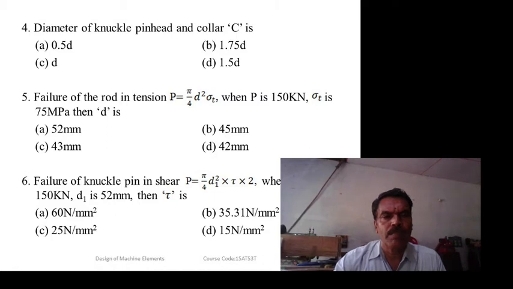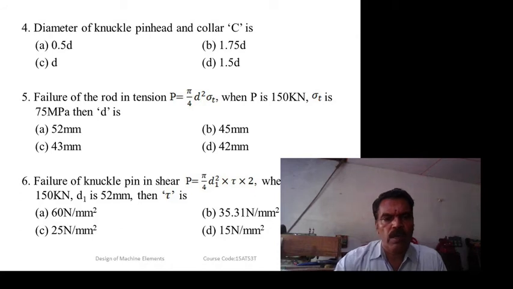It is a simple question. The formula is given and the data is also given. The only thing is to calculate the d value by substituting these values in this equation. Finally you can judge it. Next, the sixth question: failure of the knuckle pin in shear. These are all the given data. The only thing is to calculate the tau value. Tau means shear stress.